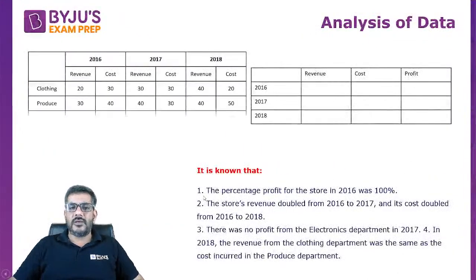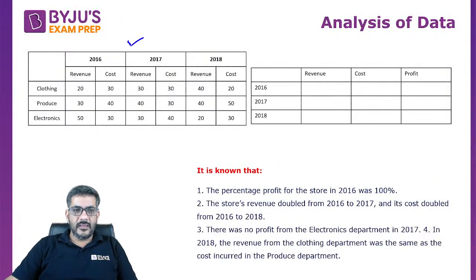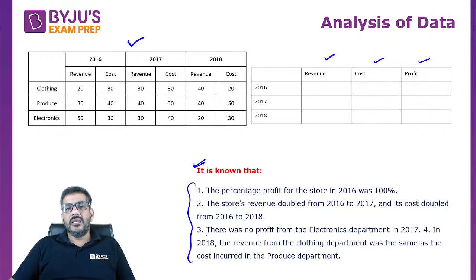So I've written all these values in a table over here. As you can see on the screen, all the figures for 2016, 2017, 2018 I have already written in a table on the next page. What about the total revenue, total cost and total profit of 16, 17, 18? That I'm going to know from these things now, which I have written here. Let's start using them. The percentage profit for the store in 16 was 100%.